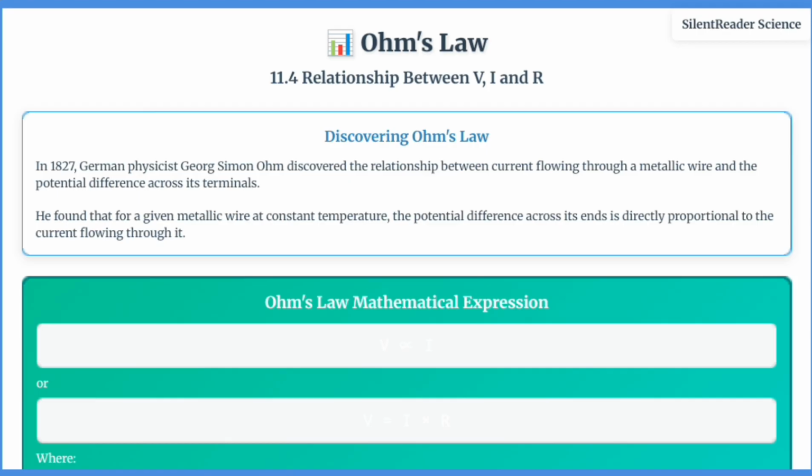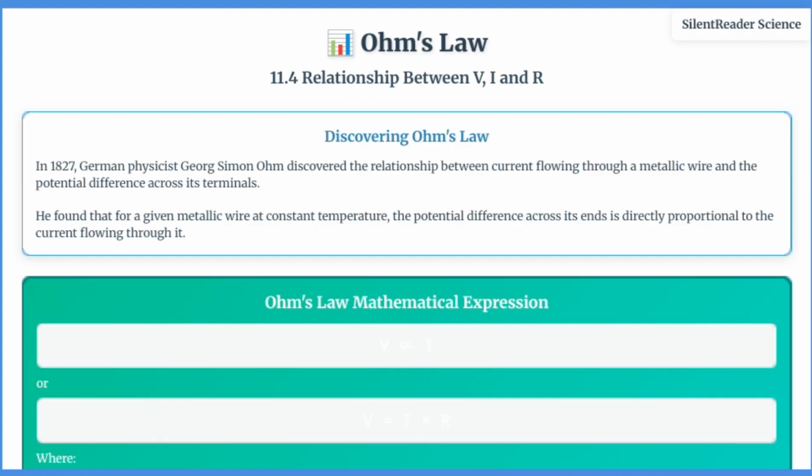Now let's explore one of the most important laws in electricity, Ohm's law. In 1827, German physicist Georg Simon Ohm discovered the relationship between current flowing through a metallic wire and the potential difference across its terminals. He found that for a given metallic wire at constant temperature, the potential difference across its ends is directly proportional to the current flowing through it.